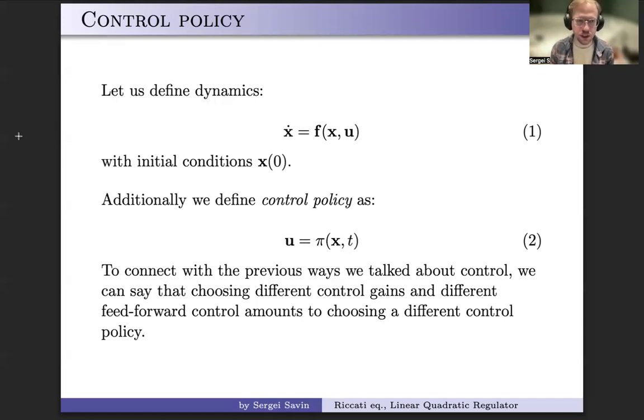Now, control policy is used in the whole realm of optimal control. And even beyond that, in things like neural networks, where you want to have an agent that acts in the world, and so has a control, we describe the actions of the agent also as a control policy. Well, something of the sort.